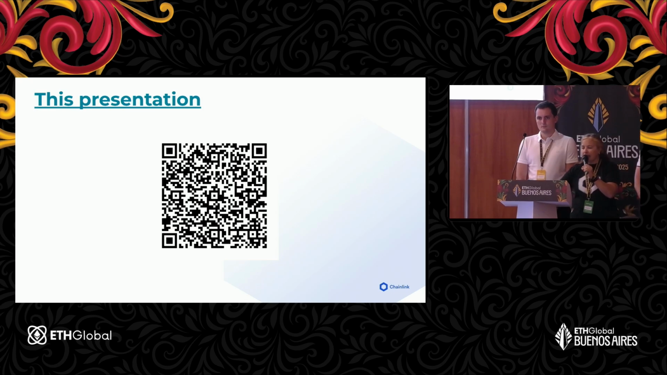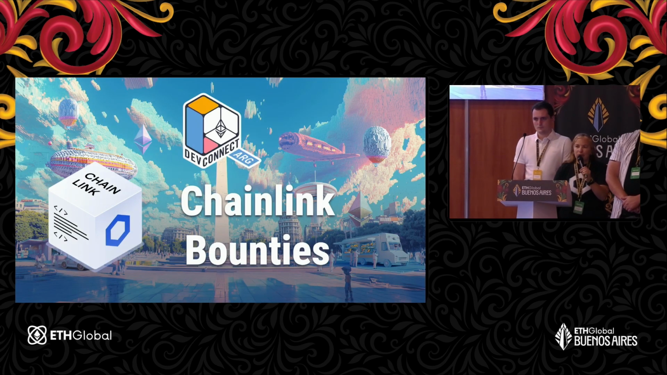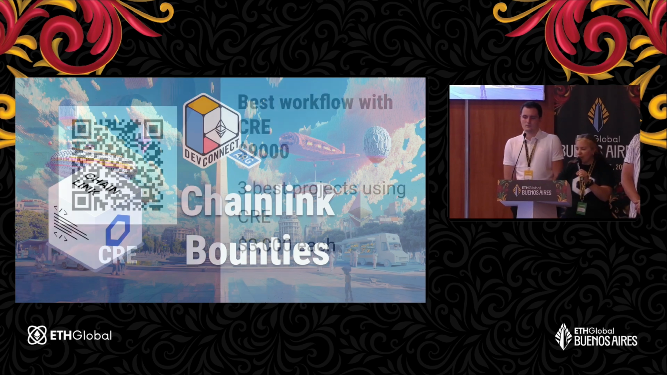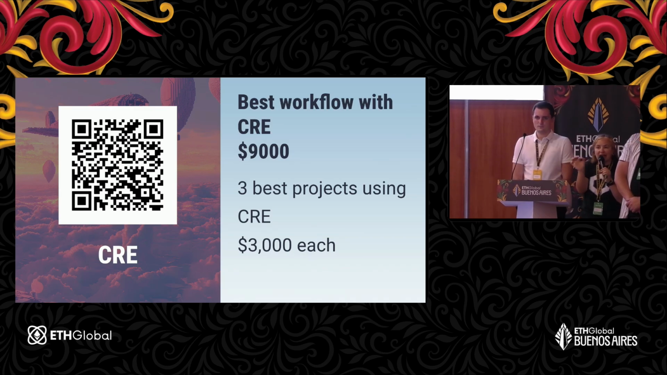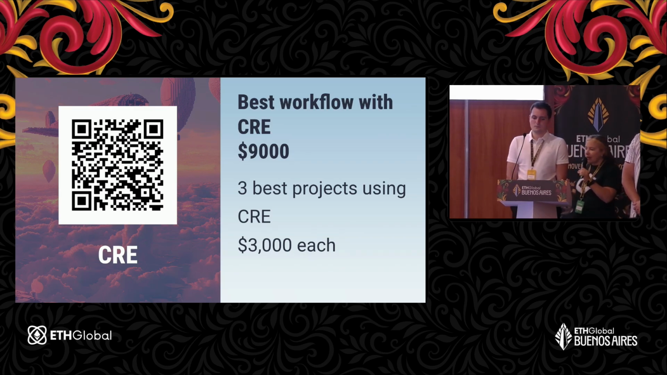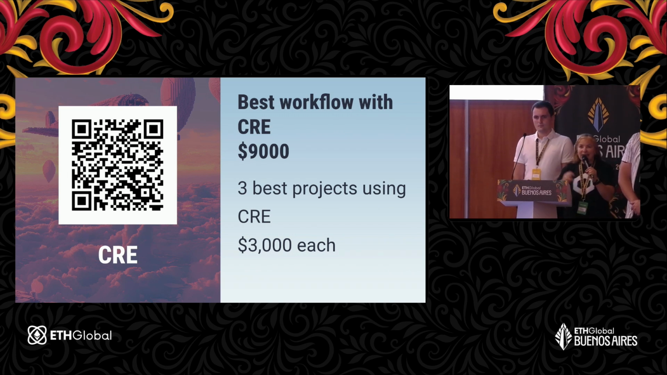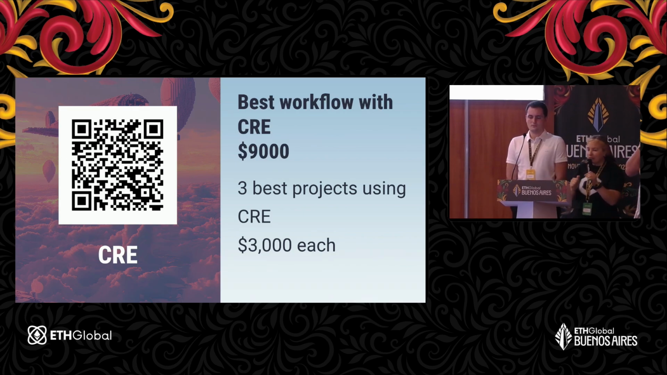Great. And let's talk first about our Chainlink bounties. So what do we have here? First, we have the CRE. I know that you are curious about CRE. We are doing something live here in a few minutes. But for CRE, we have workflows, and the 3 best projects building workflows will win 3,000 each.